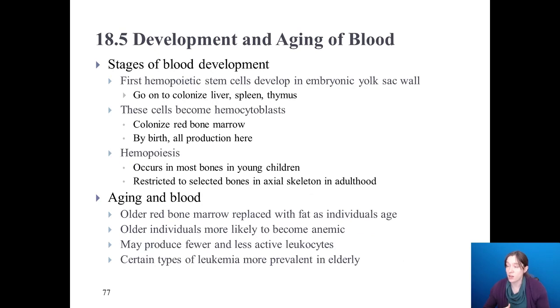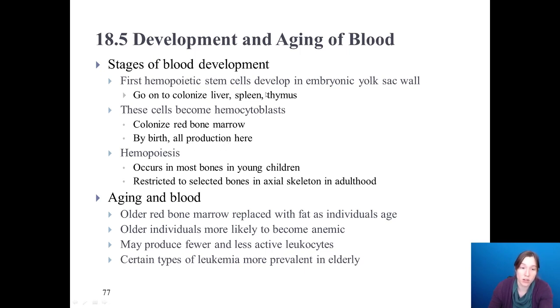The very end of this lecture just goes over a little bit about development and aging of blood. We talked a little bit about blood development, right? The hemopoietic stem cells first develop in the embryonic yolk sac, and then they go and colonize the liver, the spleen, and the thymus. These cells become hemocytoblasts, the blood stem cells we talked about with blood formation, and mostly we're going to find them in the red bone marrow. So they go and colonize the red bone marrow, and by birth, all the blood is produced here.